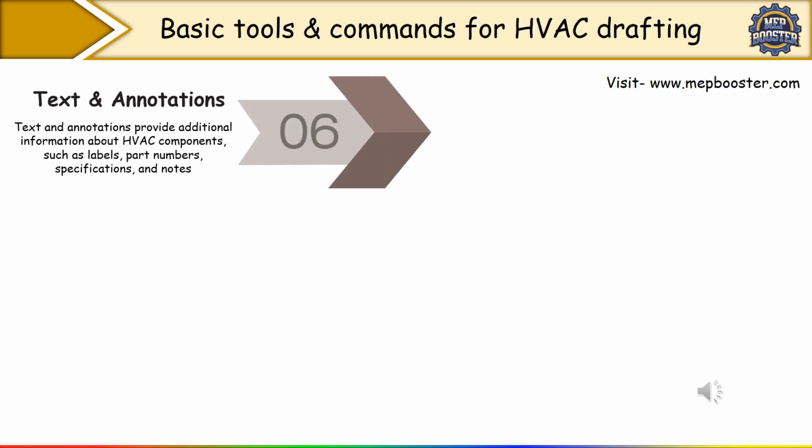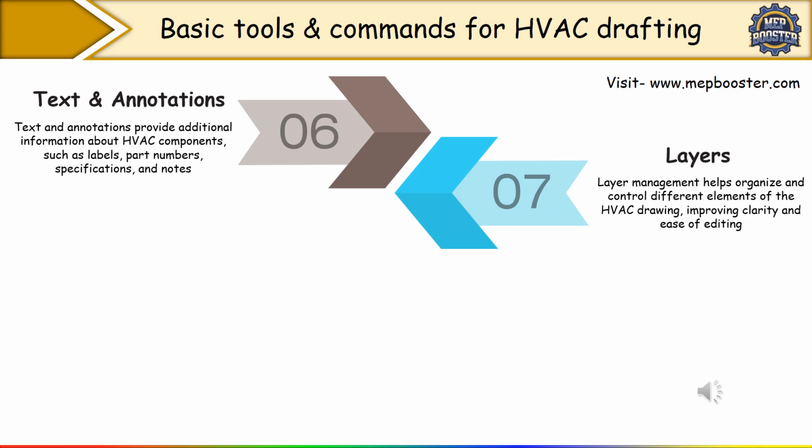After that the next command is text and annotation. Text and annotations provide additional information about HVAC components such as labels, part numbers, specifications and notes. In AutoCAD we use the text and mtext commands to add single-line or multi-line text to your drawing, annotating components with relevant information to aid in construction, installation and maintenance.